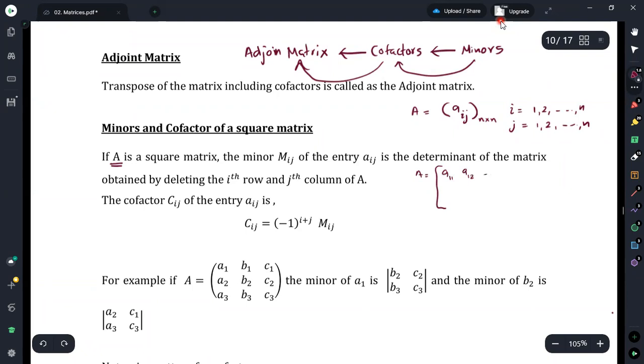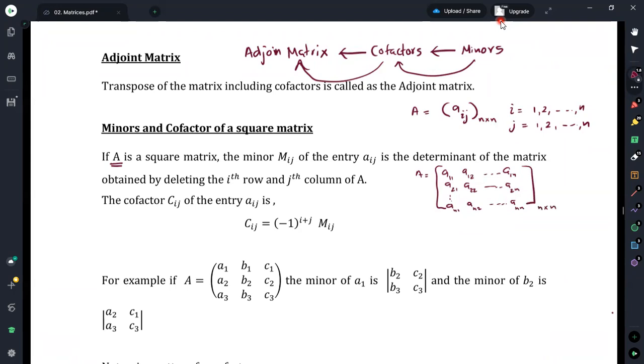A11, A12, likewise up to A1n, then A21, A22, likewise A2n. In a similar manner, here we get An1, An2, likewise Ann. Therefore, this is the n by n matrix that we are getting as our square matrix. Suppose that this is the square matrix we have, then consider each entry Aij. Each entry Aij is associated with a concept called the minor, which we name Mij.